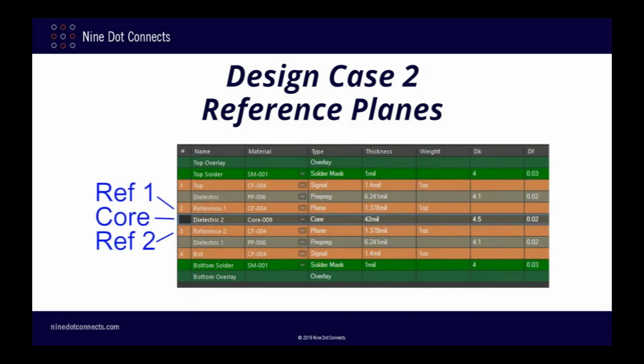For this design, I've added a second reference plane, and here is the resulting stack-up. As you can see, I made the central core 42 mils thick in order to better emulate a typical PCB, which often has a thickness of about 62 mils. The prepreg thicknesses are still the same in order to provide a controlled impedance trace of 40 ohms.